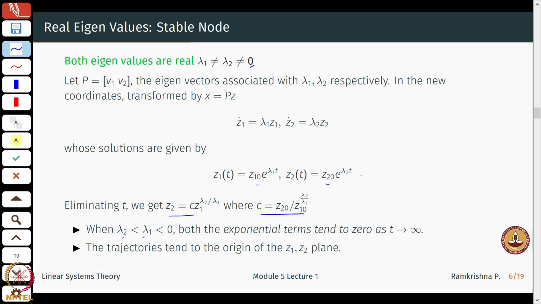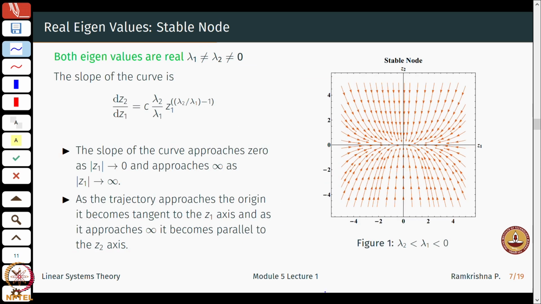And of course, in this case the 0 turns out to be the equilibrium point. So, the origin is the equilibrium point. You can just substitute Z1 dot and Z2 dot equal to 0 and end up with equations lambda 1 Z1 is 0, lambda 2 Z2 is 0, and therefore, Z1 Z2 is 0 comma 0 is the equilibrium point. Okay. So, what happens in this case?